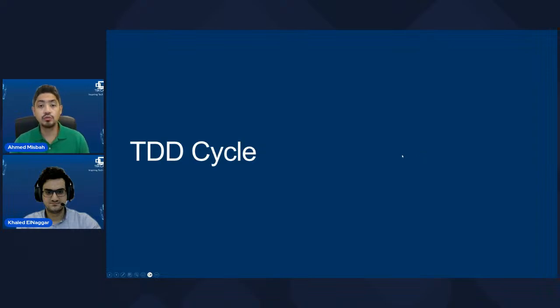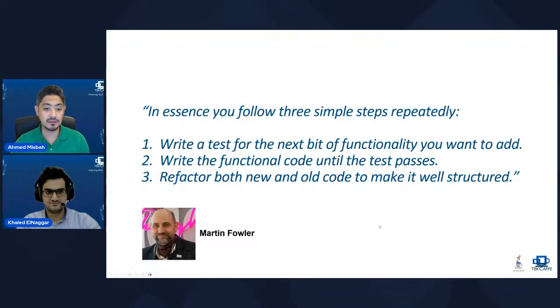Okay, so how do we practice TDD? What is the TDD cycle? So let's see what Martin Fowler says about this. He's saying that in essence, you follow 3 simple steps repeatedly. You write a test for the next bit of functionality you want to add. You write the functional code until the test passes. Then you refactor both new and old code to make it well structured. So basically, write a failing test, write just enough code to make the test pass, and then refactor the code you've written and any other code you see in order to commit it in a better form into source control.